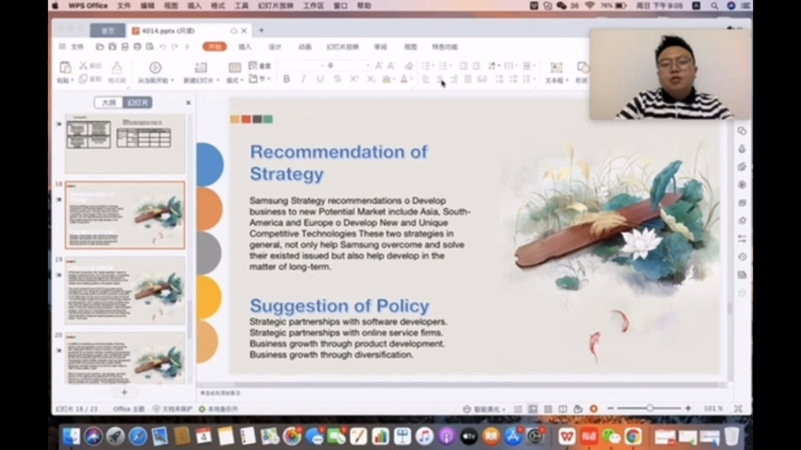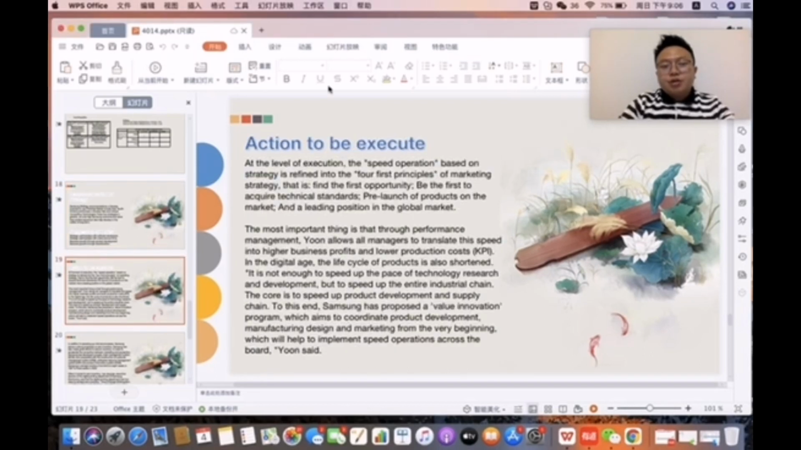Suggestion of the partnership: suggested partnership with software developers. Suggested partnership with online savvy firms. Business growth through product development. Action to be executed.